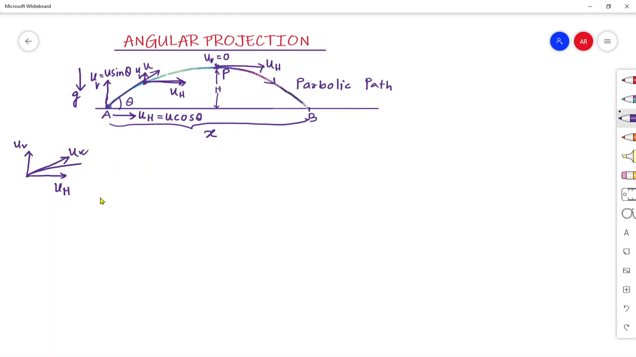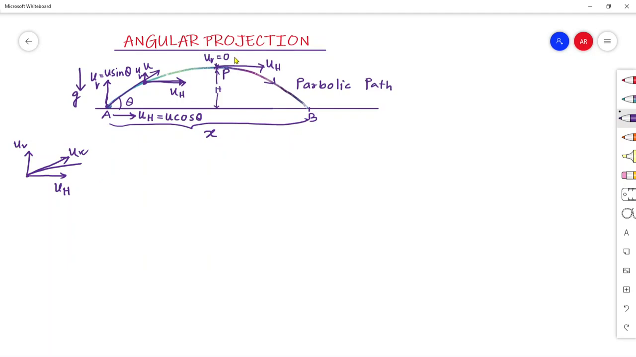If you draw the right angle triangle, you will see that it is a right angle triangle. So when you apply Pythagoras, this is going to be the resultant U. This resultant U also keeps decreasing because of the decrease in vertical velocity. And right here, the horizontal velocity stays the same.